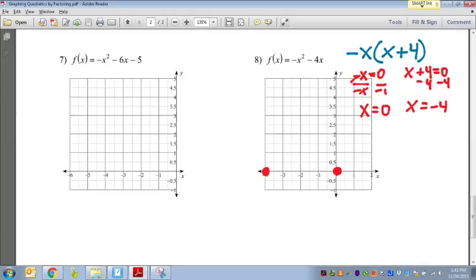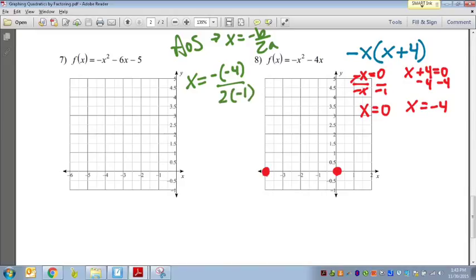Cool. All right, now I need to find the axis of symmetry, which we know is x equals negative b over 2a. Okay, we know that b in the original equation is negative 4. So x equals negative 4 over 2 times negative 1. Okay, which is going to give me, negative 4 is positive 4, 2 times negative 1 is negative 2. And so that's going to give me an answer of negative 2 as my axis of symmetry.